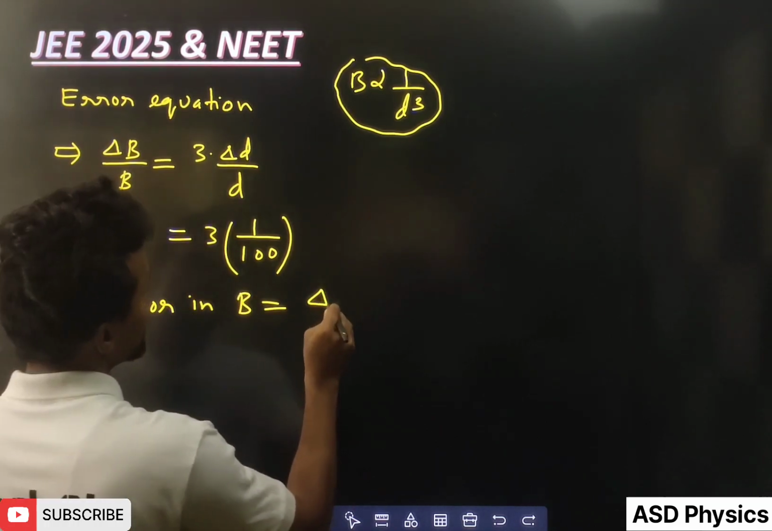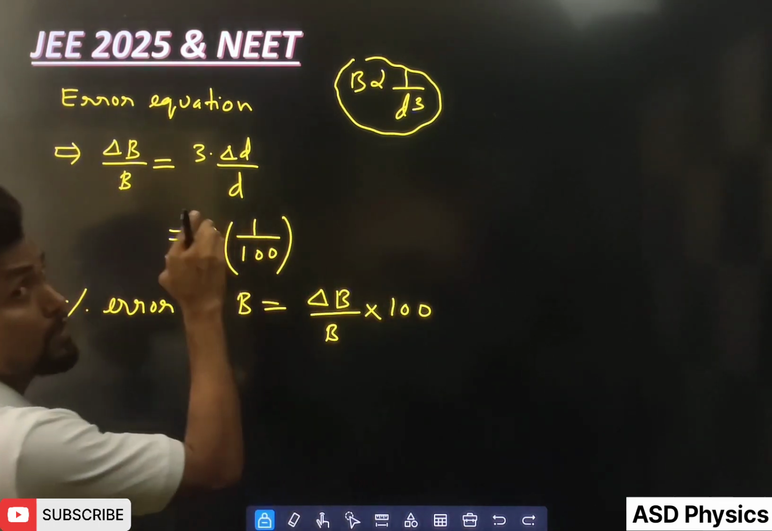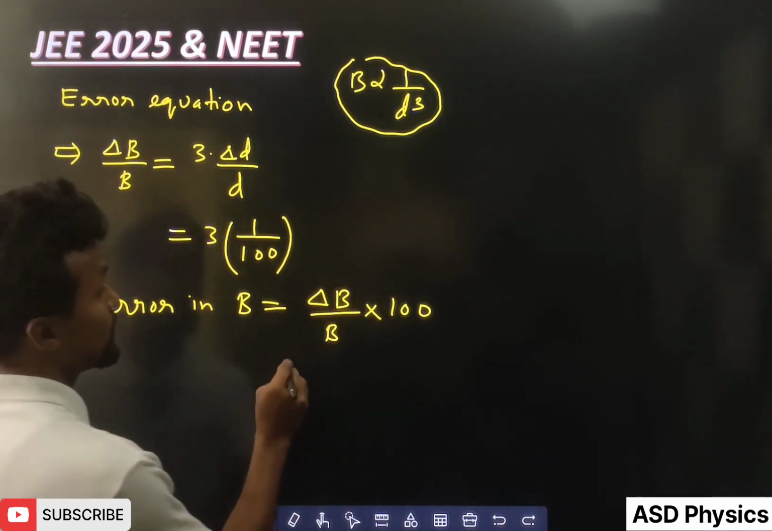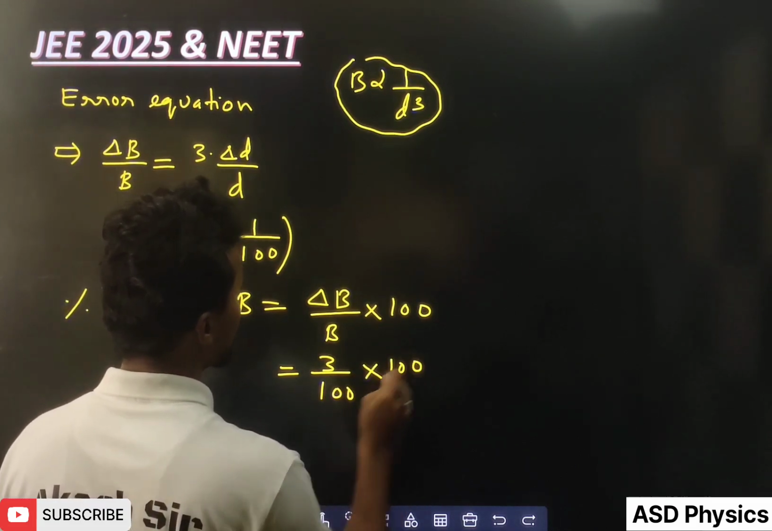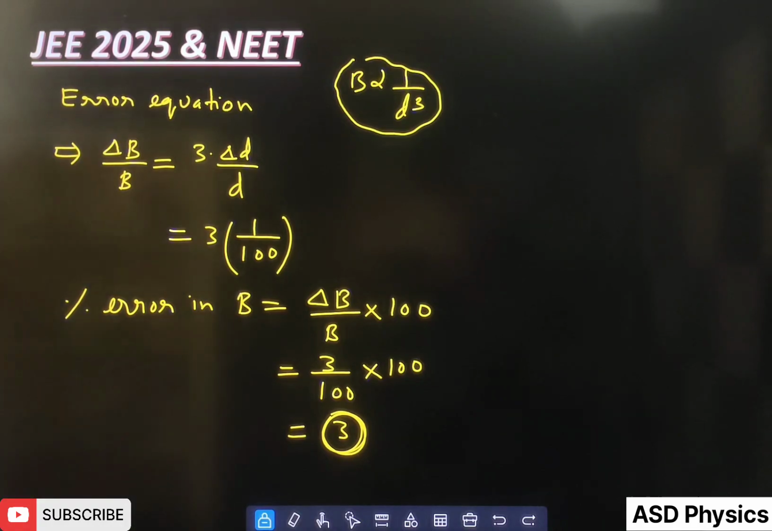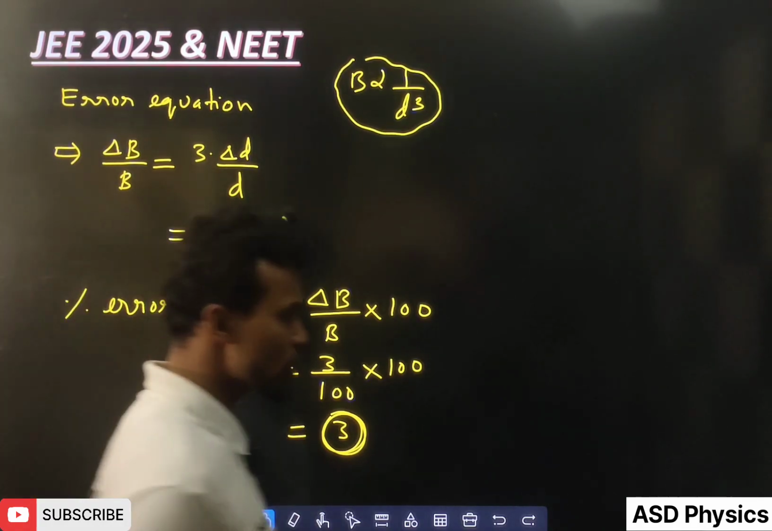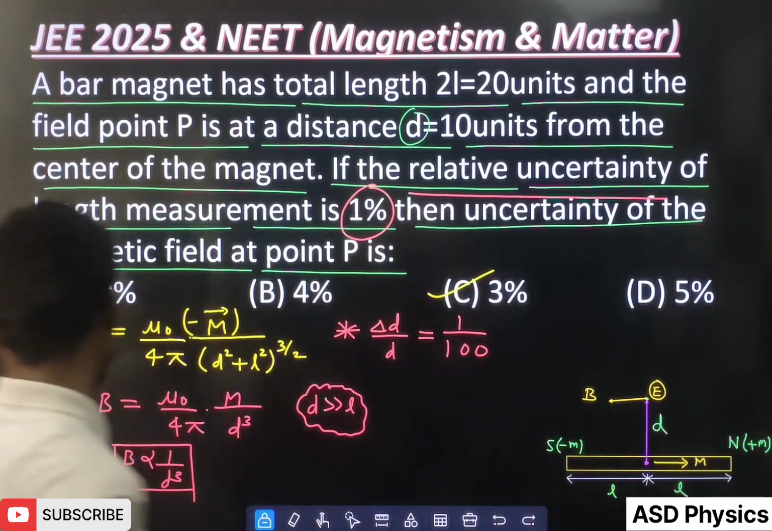Okay. So if I ask the percentage error in B, it will become delta B by B into 100. This is called the relative error; now we are seeing percentage error. So 3 by 100 into 100, the 100 cancels. What is coming now? 3. Kindly see very well. So which option will be correct here? The correct option is Option C, the answer.